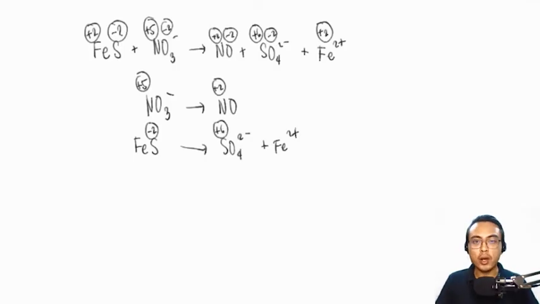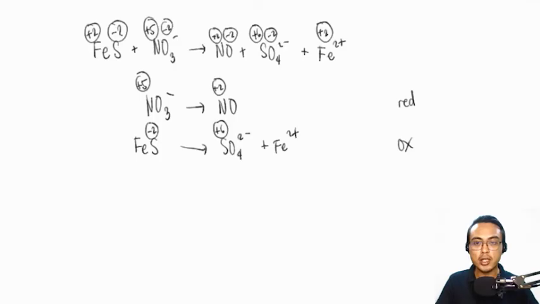Now, our top half reaction experiences a decrease in oxidation state from +5 to +2. So therefore, this is a reduction half reaction, wherein sulfur in our second half reaction experiences an increase in oxidation state from -2 to +6. So this becomes an oxidation reaction. Now it's time to balance. Let us start with the reduction half reaction.